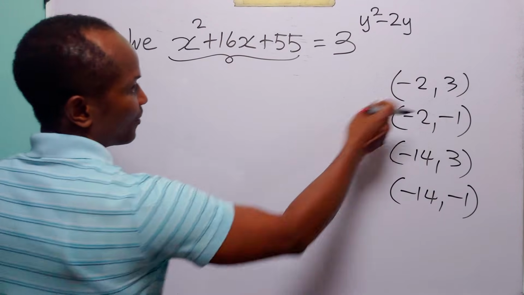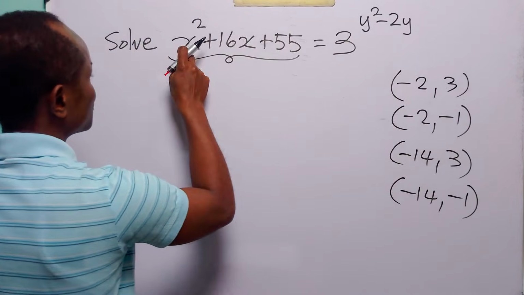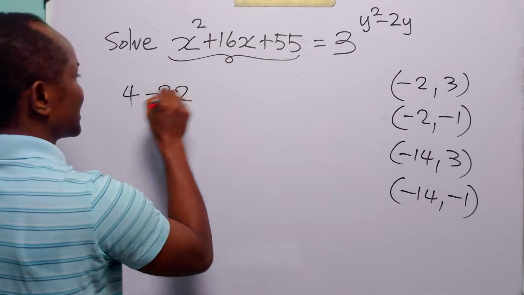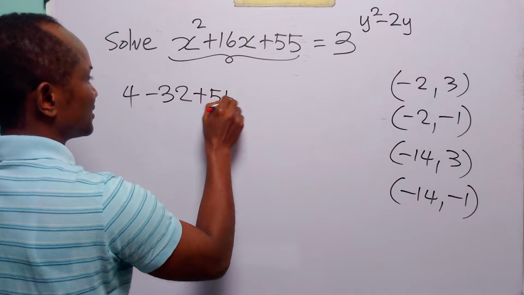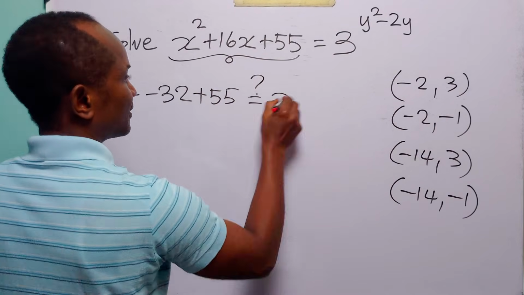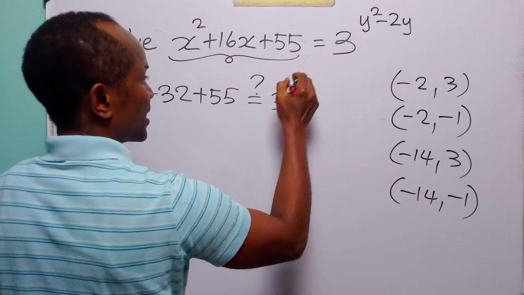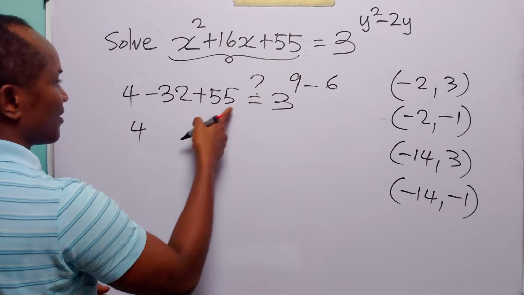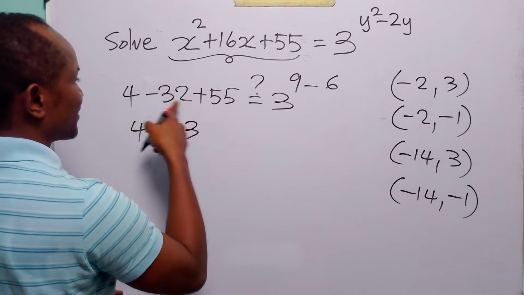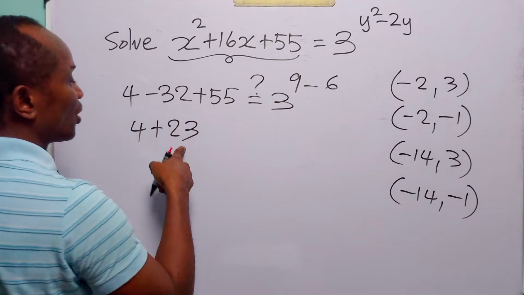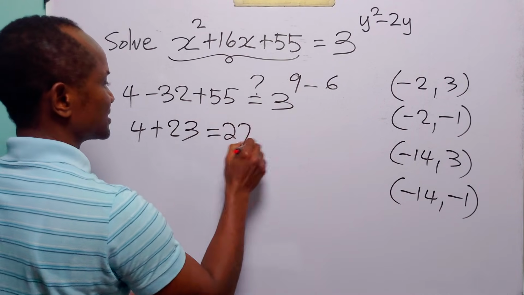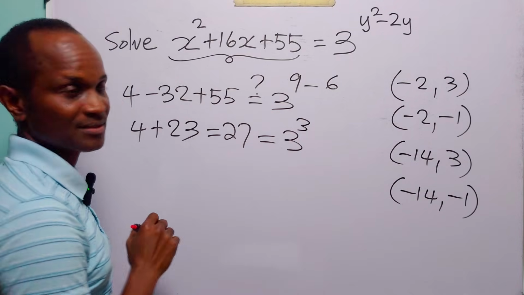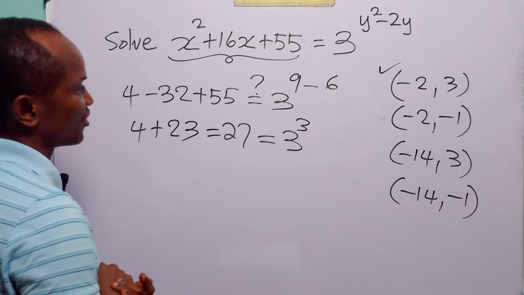Now to check our answer, when x is equal to minus 2, x squared is 4. 16 times minus 2 is minus 32. Then we have plus 55. Y is 3. 3 squared is 9. 2 times 3 is 6. 5 minus 2 is 3. 5 minus 3 is 2. 4 plus 23 is equal to 27. And on the right hand side, we have 3 to the power 9 minus 6, which is 3. So this first point is correct.